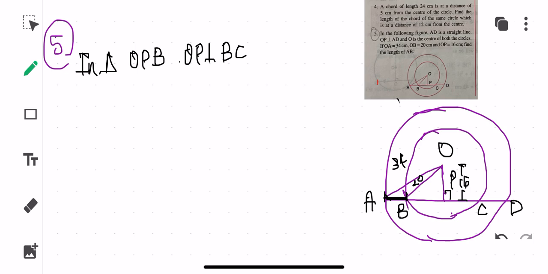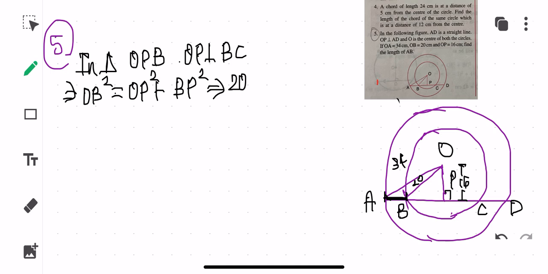Then what will you write? This implies OB square is equal to OP square plus BP square. So OB has been given as 20. Write down, 20 square is equal to OP, which is 16 square, plus BP square. So how much is BP coming out to be, children?